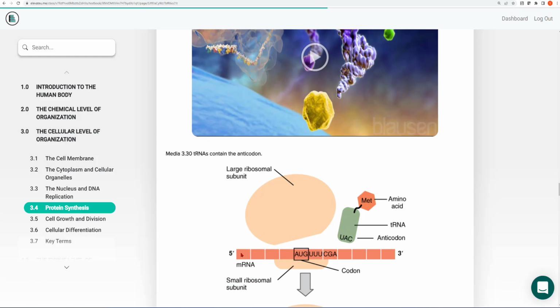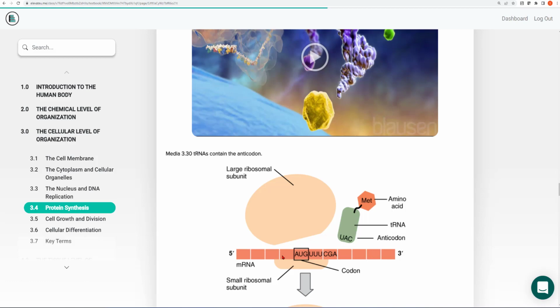Here we're seeing a small segment of the mRNA. We know it's mRNA because it says that it is. We know it's mRNA because it has U's in it and it's single-stranded. And the ribosome is composed of two parts. There's a large part and a small part. And the mRNA literally goes through the two parts of the ribosome. As it passes through the ribosome, the process of translation happens.